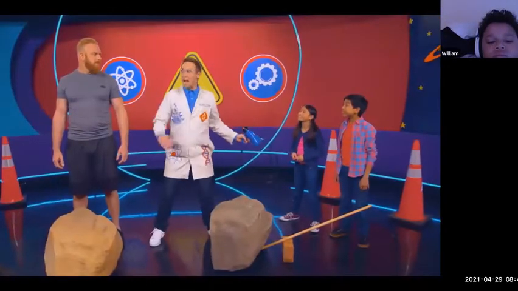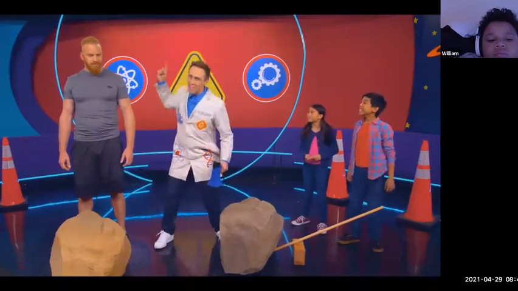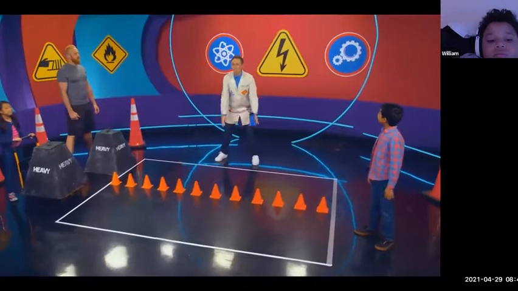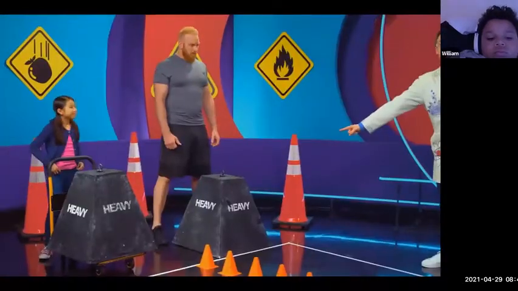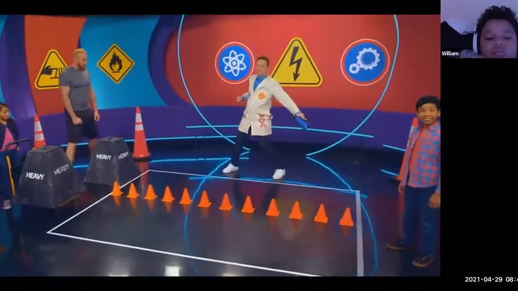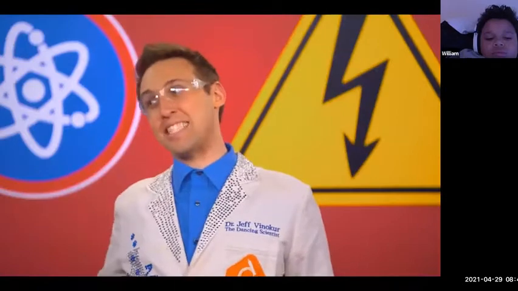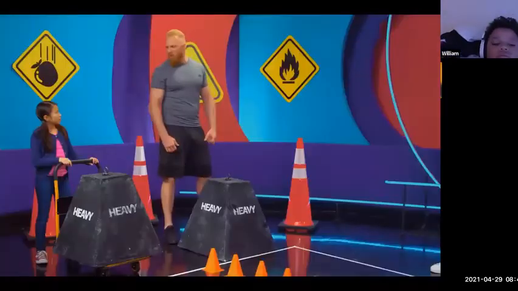Are you ready for round 3? Yeah! Let's use the wheel and axle. For this contest, we're gonna try to move the heavy weight across the finish line. Olivia, you get to use the wheel and axle. It's a type of simple machine. Mr. Muscles needs no wheel or axle.